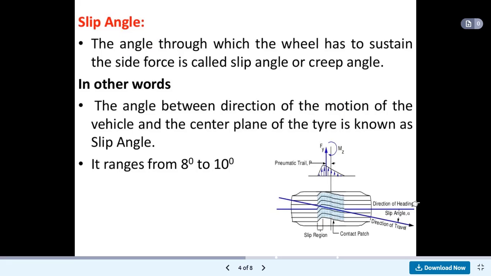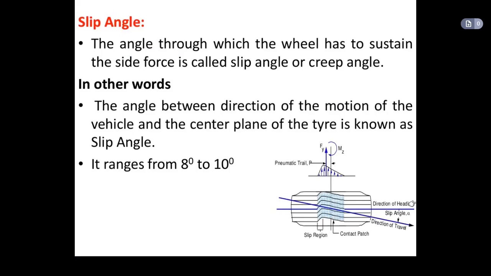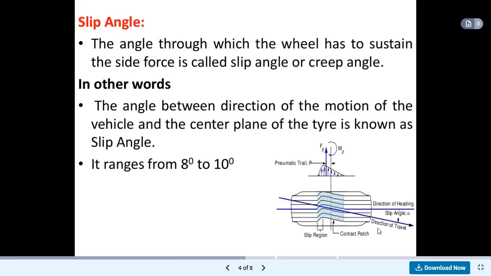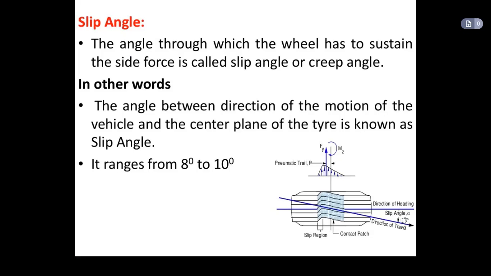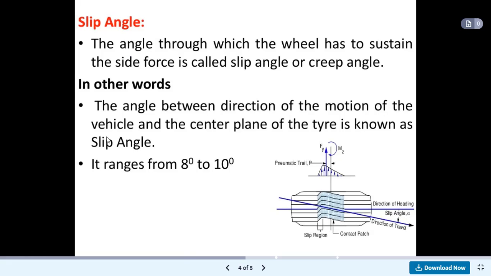This is the direction of heading, and this is the direction of travel. The angle between the direction of heading and the direction of travel is called the slip angle, and it is generally indicated with the symbol alpha. The angle through which the wheel has to sustain the side force is called the slip angle, or the creep angle. In other words, the angle between the direction of motion of the vehicle and the center plane of the tire is known as the slip angle.